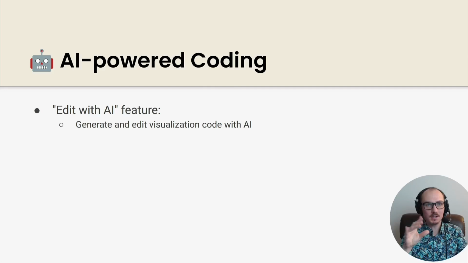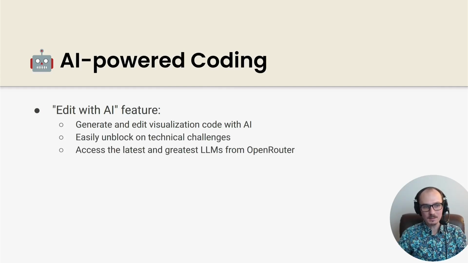Like if you're stuck on getting something to work, what you can do is add a comment in the code and say like, to do, fix this thing that's broken. And if you include the console output in the code, then the AI can figure out what's going on. And the way it works is it rewrites entire files, but only the ones that need to change. So it works best for visualizations that are set up as many smaller modules as opposed to like one big file, because the AI has to rewrite the whole thing. So yeah, you can unblock on technical challenges.